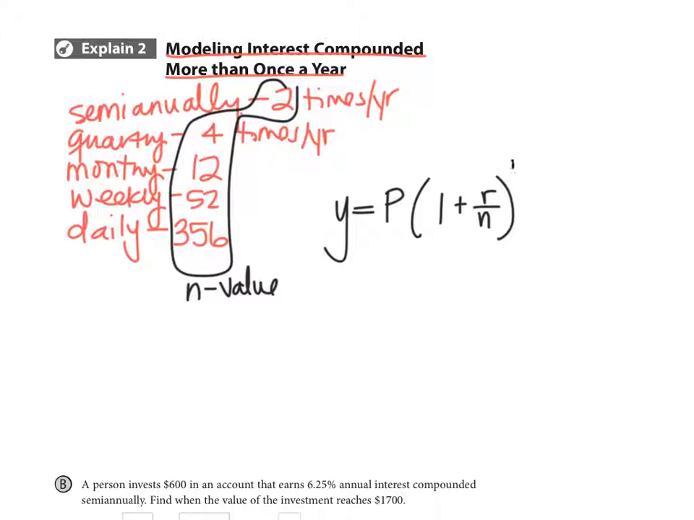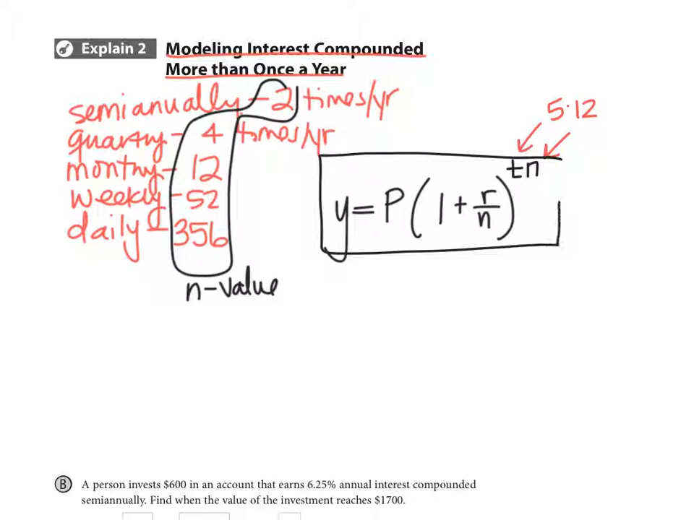And then we still have t out here on the end, but you also have to think, how many times is it going to be happening? Well, it's t, the number of years, times n, the number of times per year. So, for example, if this was happening for 5 years, but it was monthly, then that would be 5 times 12 as your exponent, because you have 12 months for a total of 5 years. So anything that's compounded more than once a year is going to have this formula as the equation that you use.